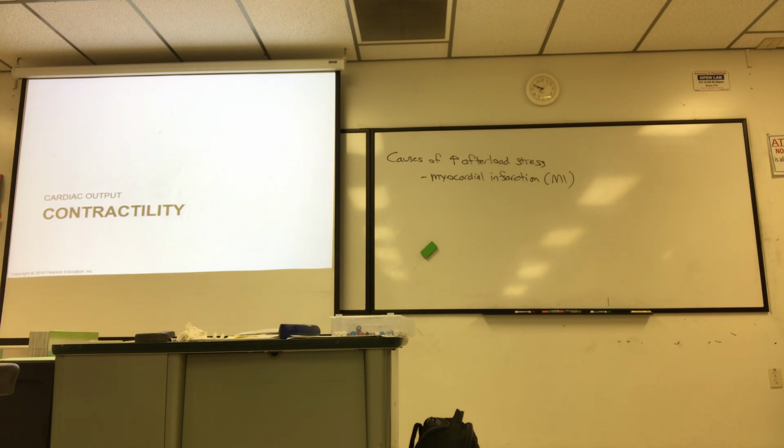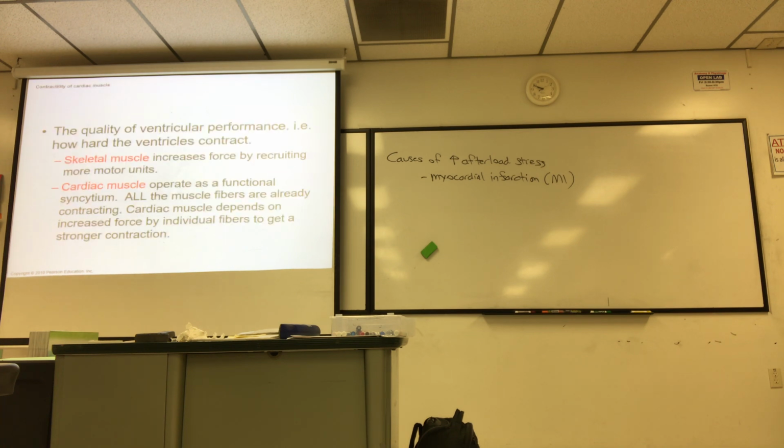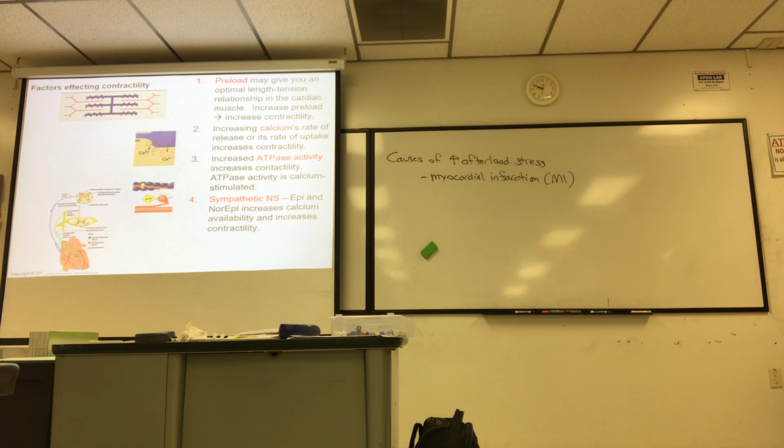The contractility of the heart is simply how hard the ventricles are contracting. And I said this earlier, the skeletal muscle, if you want to increase force, you just recruit more motor units. But because the heart is a functional syncytium, all the muscle fibers are already contracting. So cardiac muscle depends on increased force by individual fibers getting a stronger contraction. And I've listed some ways on this slide how you can get a stronger contraction out of each fiber.